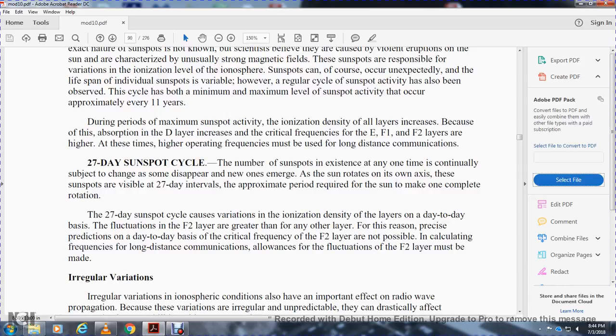The 27-day sunspot cycle: the number of sunspots existing at one time is continually subject to change, as some of them disappear and new ones emerge. The sun rotates on its axis, so the sunspots are visible at 27-day intervals, which is the approximate period for the sun to make one complete rotation.